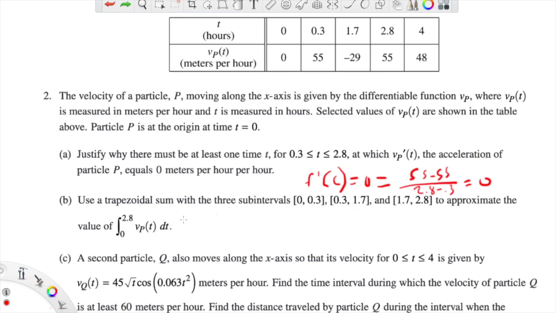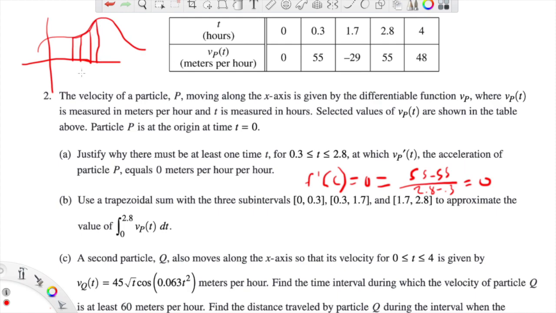So in the second part here, they're asking us to use the trapezoidal sum to find the area, or take the integral from 0 to 2.8. And these are the 3 subintervals. For those who might not remember, you've got any function, and you want to get the area under the curve. One way to approximate it is to basically chop it up into fine little trapezoids. So that might be trapezoid number 1, and your other trapezoid might look like this, and your next one might look like that. And so that's finely approximated.